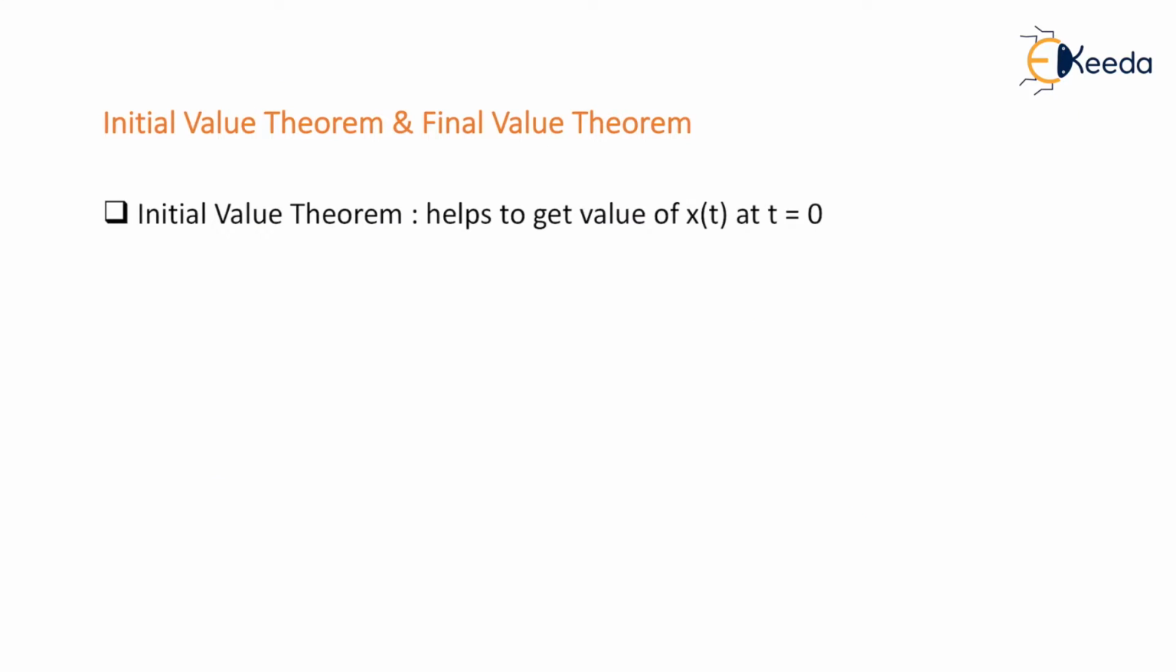Let us understand what the initial value theorem helps you to get. The initial value theorem will help you to get the value of x(t) at t equal to 0. For example, suppose I have some x(t) signal. If you look at this signal, can you tell me what is the value of x(t) at t equal to 0? As you can see, at t equal to 0, the value of x(t) is 5.